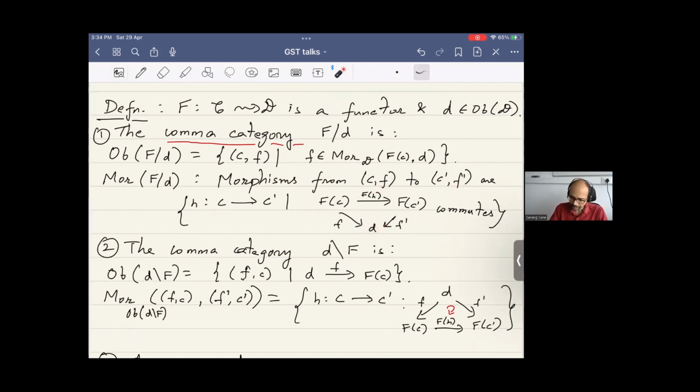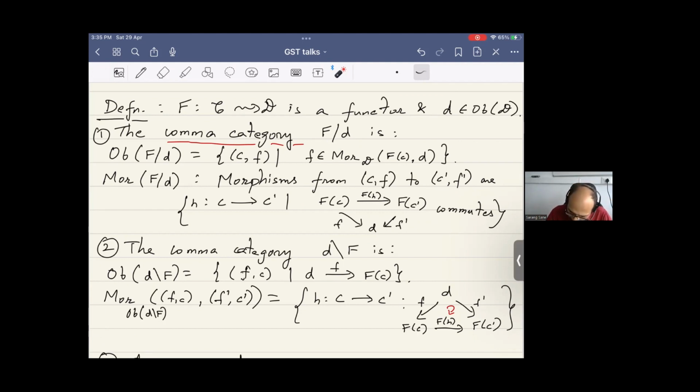Okay, I'll just quickly state this again, looking at the notation. So this is F comma D. The idea is that here you are looking at all objects of C which map to D, along with those morphisms. So these are basically all morphisms wherein objects of C are involved, terminating at D. Okay, that's what this category does.